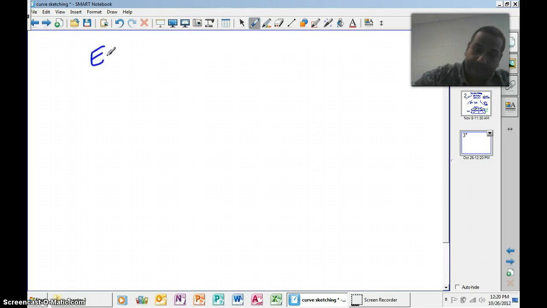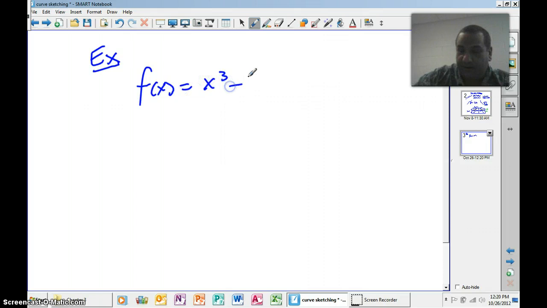As an example, I have f of x equal to x cubed minus 3x squared plus 3.